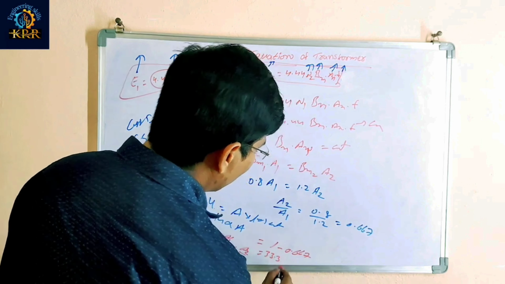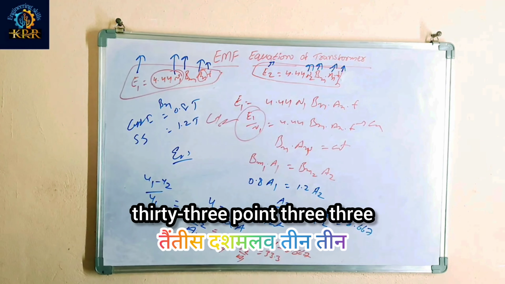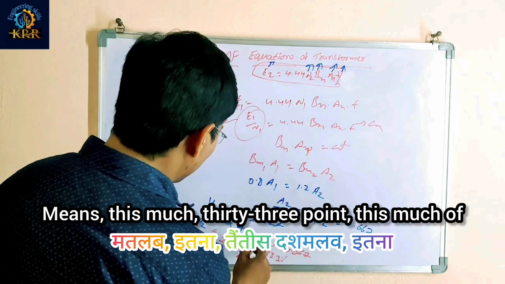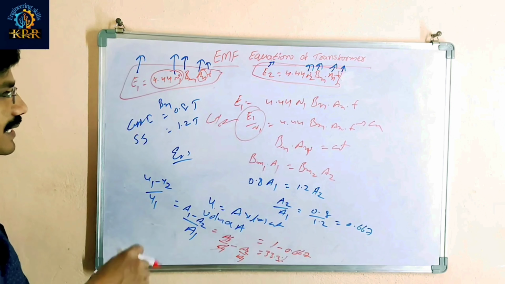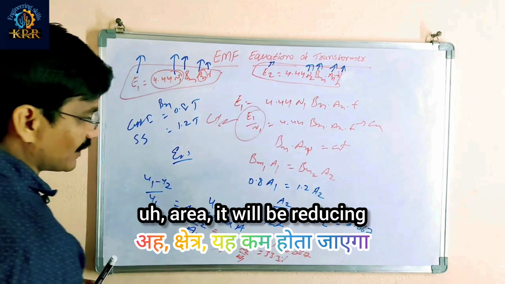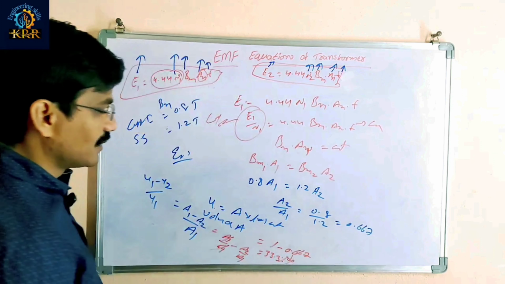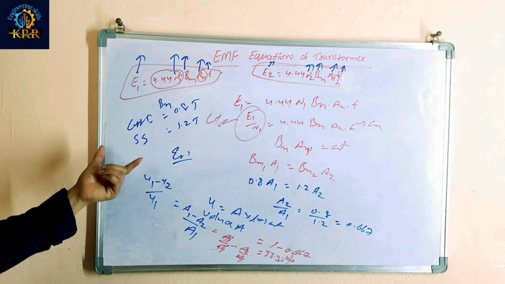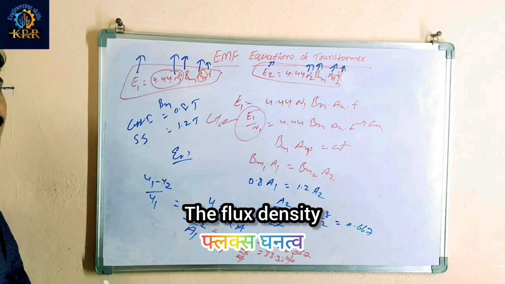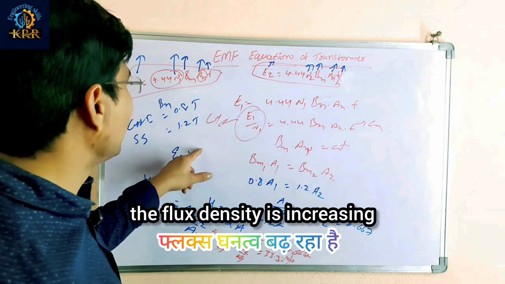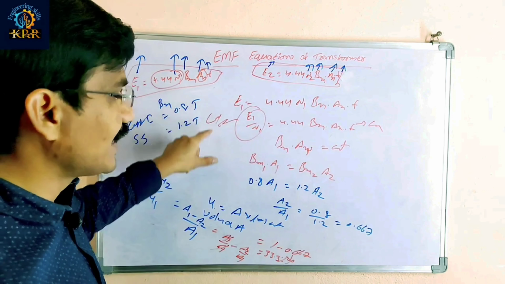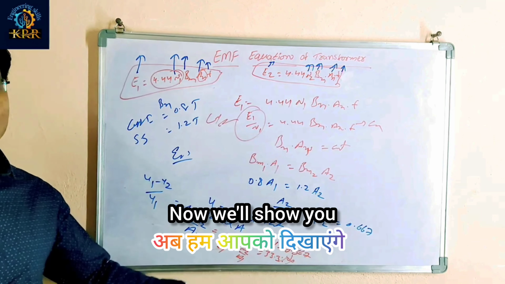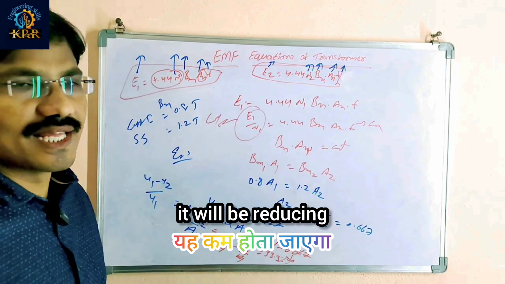Finally you will get 33.33, meaning this much of area will be reducing. The flux density is increasing, so the area should be reducing. How much will it be reduced? Now we are showing that 33.3% of the area will be reducing.